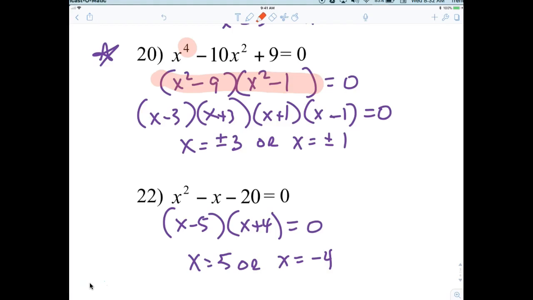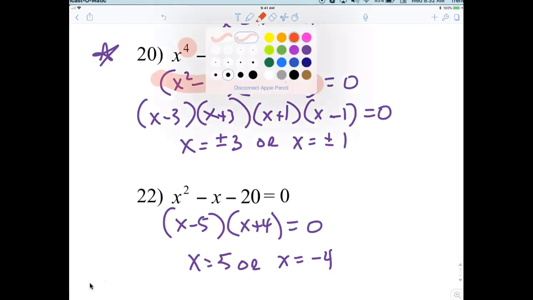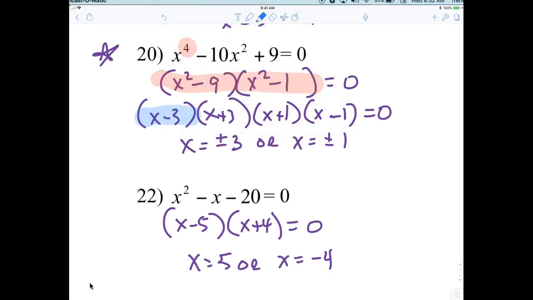x squared minus 9, you factor that into x plus 3, x minus 3. And then x squared minus 1 factors to x plus 1, x minus 1. Everybody with me on this? You understand that? All right.